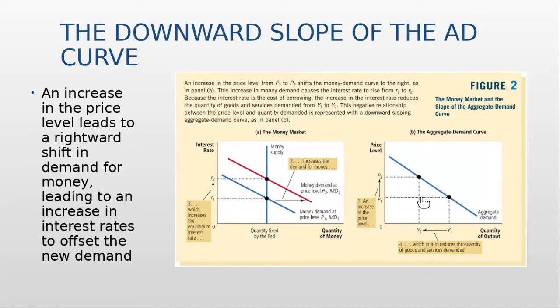So again, 4 steps. An increase in the price level leads to an increase in the demand for money necessary to purchase goods at the higher price level. With an increased demand for money, this means there's a higher equilibrium interest rate. And with a higher equilibrium interest rate, investment is disincentivized, which, since investment is a part of aggregate demand, reduces the quantity of goods and services demanded.